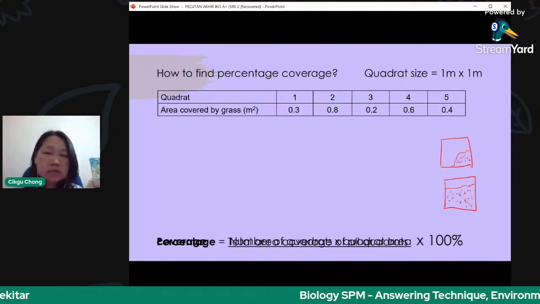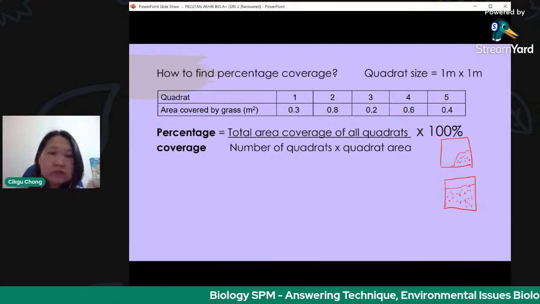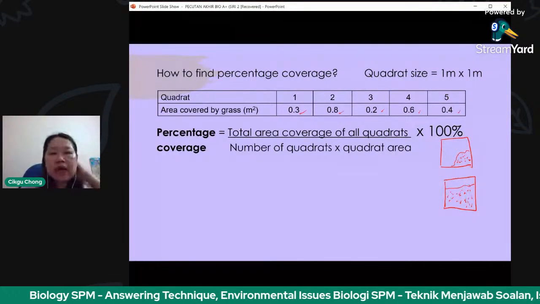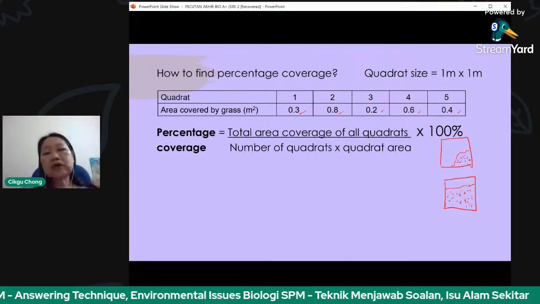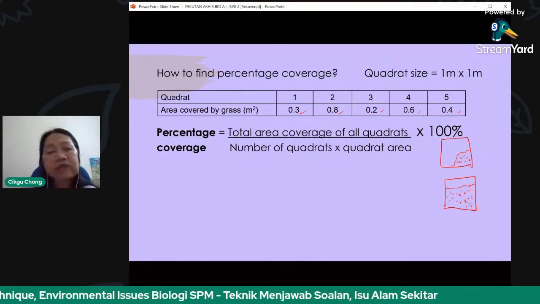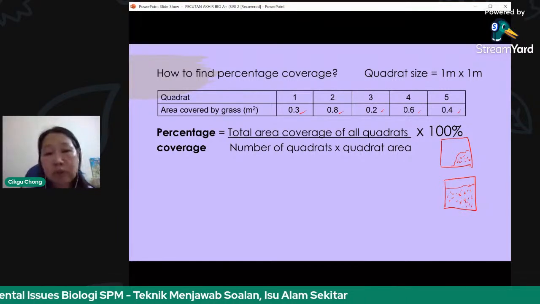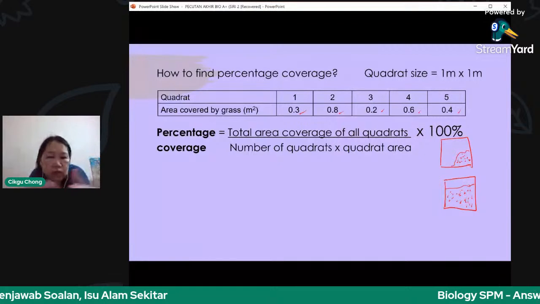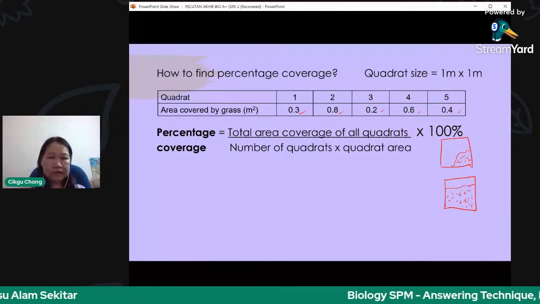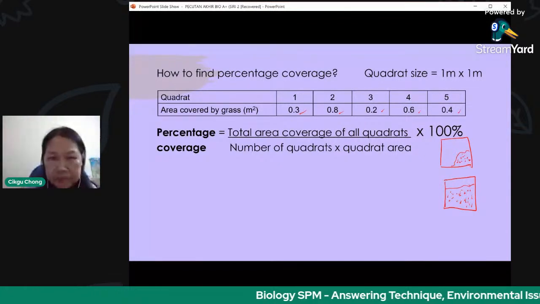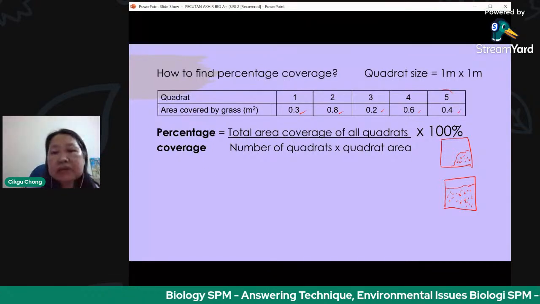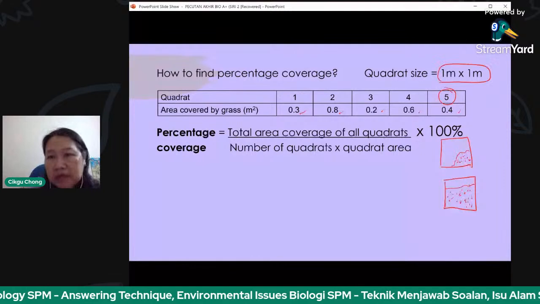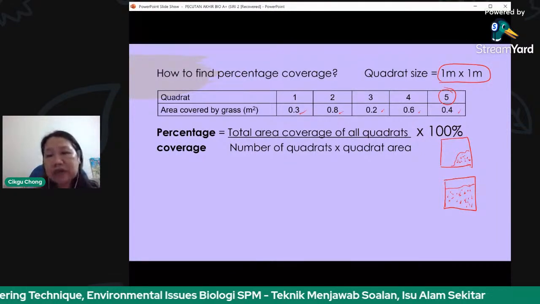Okay, so calculation. It's almost the same calculation. You just need to add up everything. This is the total area, not total individuals. You cannot have 0.3 pokok. It is the area. Okay, that means it's less than 1 of the square here. So it's always 0 point something. Add up everything. Divide by the number of quadrats. So again, you see there are 5 quadrats, and it so happens that the quadrat size is 1. So be careful. I said it cannot always be 1.